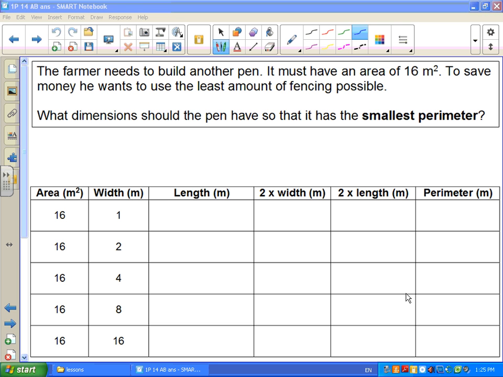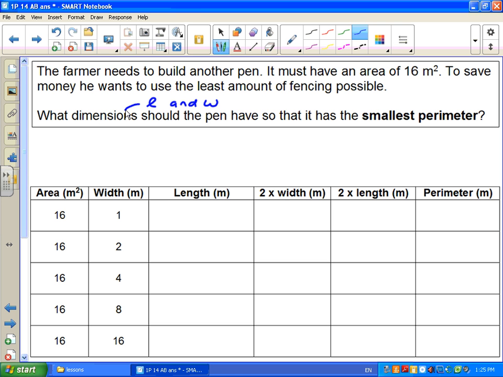To save money, he wants to use the least amount of fencing possible. What dimensions should the pen have so it has the smallest perimeter? Now remember, when it's asking us for dimensions, we want the length and the width.